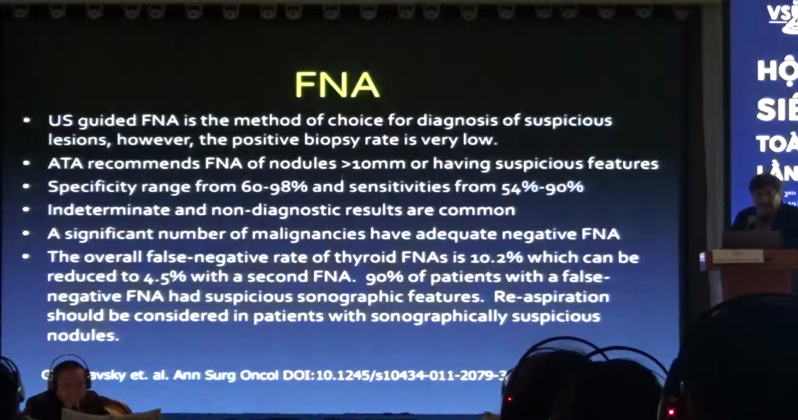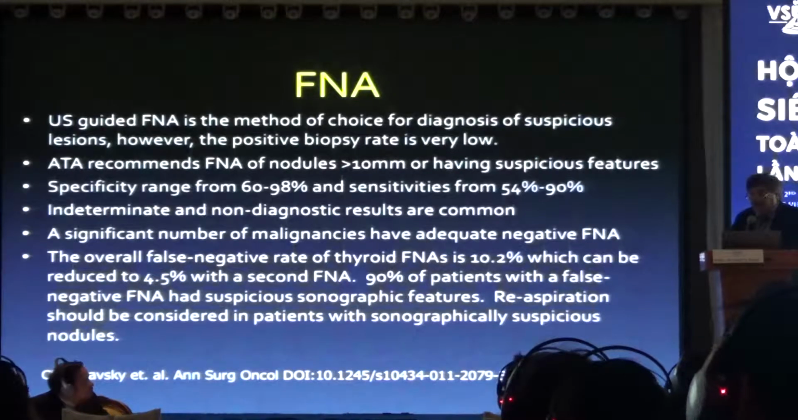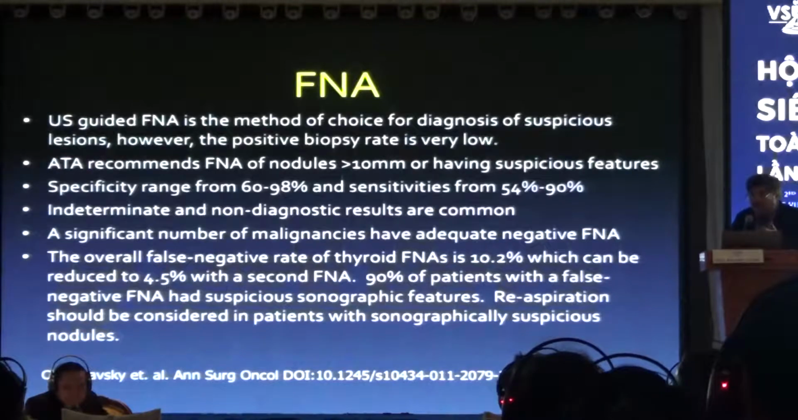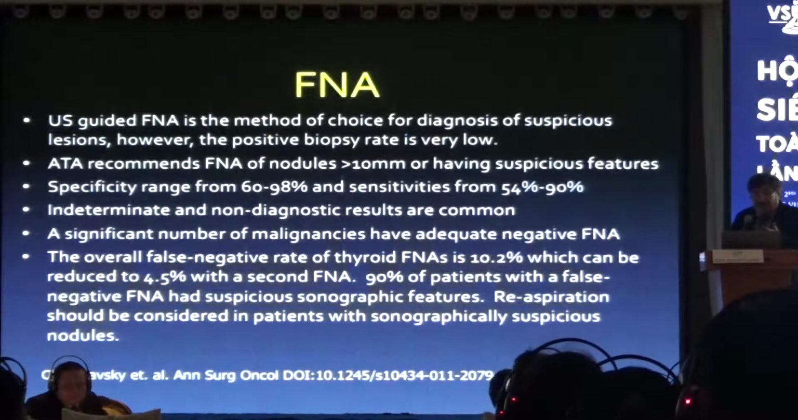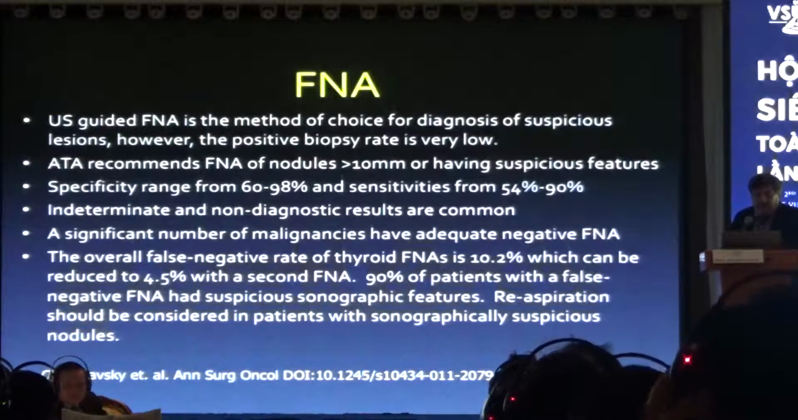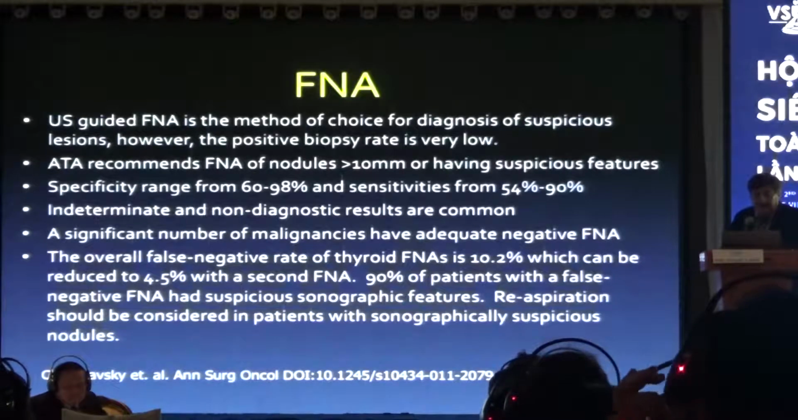And the specificity ranges from 60 to 98%, and sensitivities from 54 to 90%. And indeterminate and non-diagnostic results are very common. So in our practice, we get about 15% non-diagnostic results, and we have to repeat those biopsies. And a lot of these are just colloid cysts, and if we don't get cells, which we're not going to get from a colloid cyst, the pathologist is going to call it indeterminate, and the doctors keep sending them back for repeat biopsies. The overall false negative rate of thyroid FNAs is 10%, and like I said, I had reviewed a paper that was actually almost 30%.